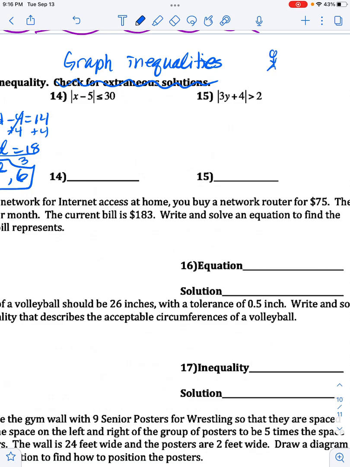So here's you. This one has the fence at 30 away from you, which would put another fence over here that we'd think of as negative 30. And then this symbol is less than.